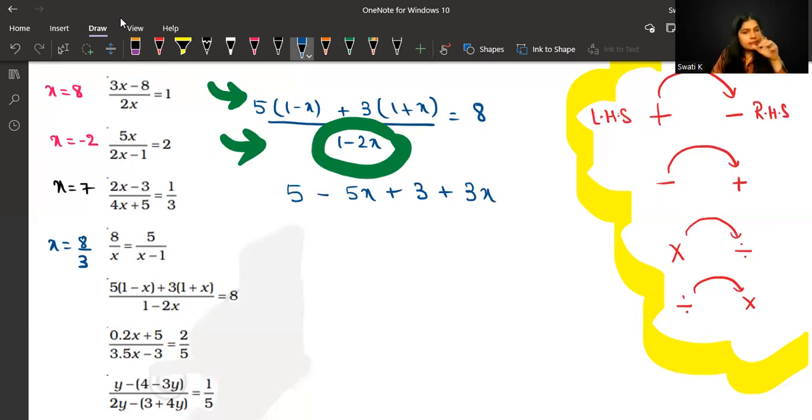And let us shift this also to the other side. So it will become 8 times 1 minus, I'm just writing it here so that I can erase also properly. So 8 times 1 minus 2x. Now here 5 plus 3 is of course 8 and minus 5x plus 3x will become minus 2x.